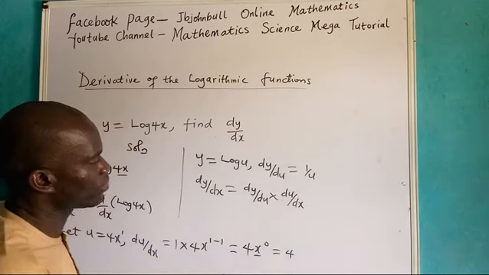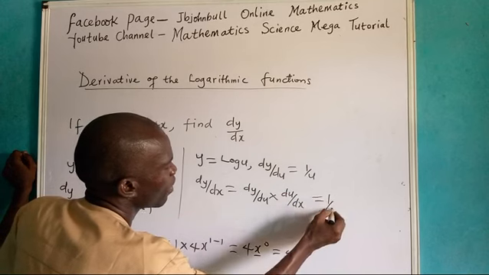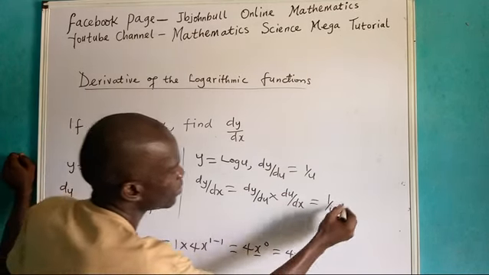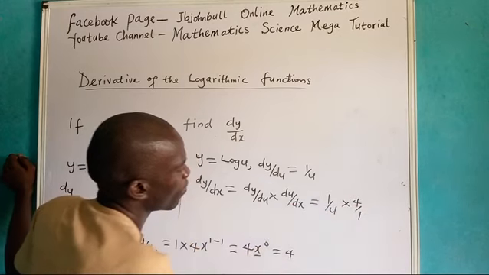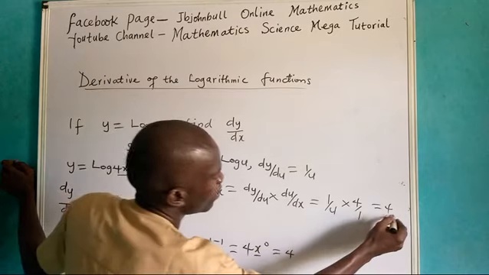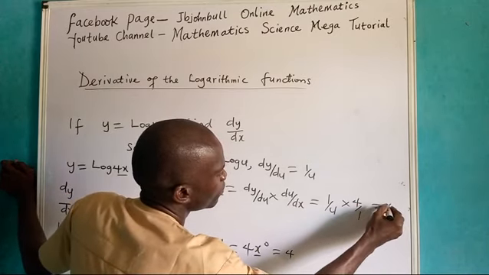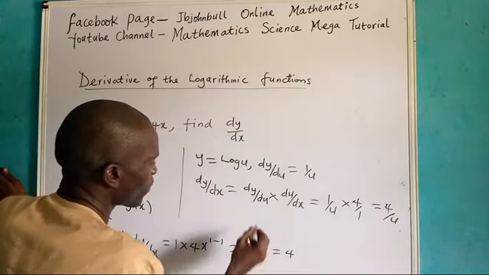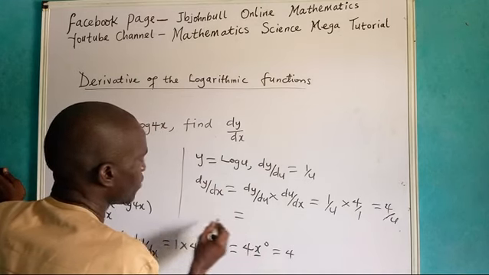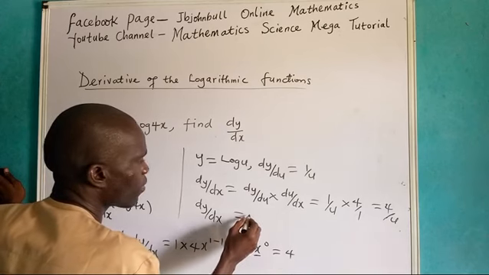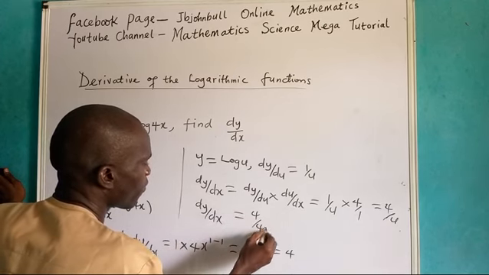And dy/du is simply 1 over u. Please don't forget that, it's simply 1 over u. And du/dx is simply 4. We can still make it over 1. 1 times 4 is 4. And u times 1 is simply u. Please don't forget that. And from here, we say let u be equal to 4x. It means that we can substitute this very one. We now have dy/dx equals 4 over 4x.